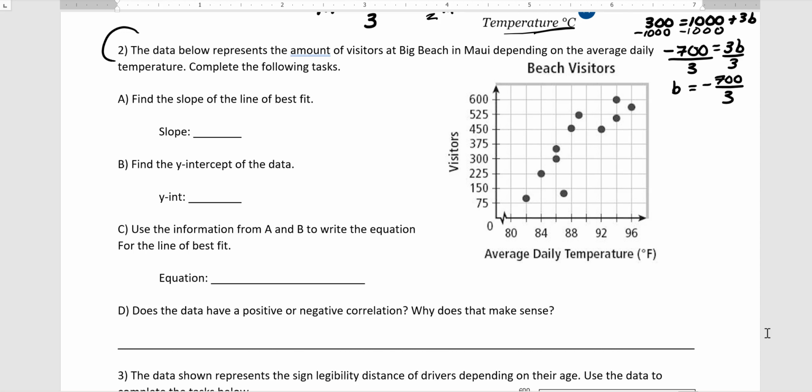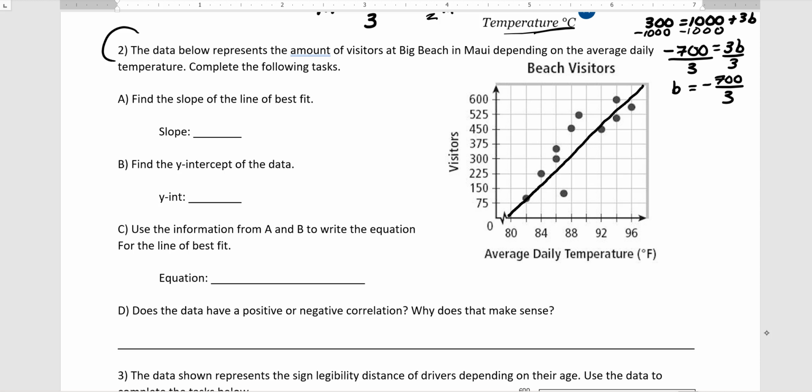The data below represents the amount of visitors at Big Beach in Maui depending on the average daily temperature. Complete the following tasks. A, find the slope. All right. Let's find the slope. Well, let's draw a line of best fit first, shall we? So it looks like this line of best fit would be cutting right through here, I would say. That's a pretty good line. Got a pretty even amount of space on either side of the line.